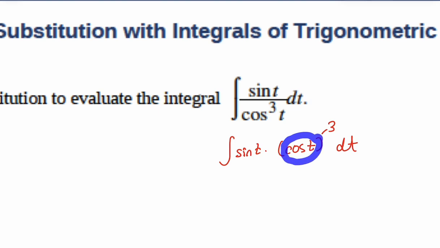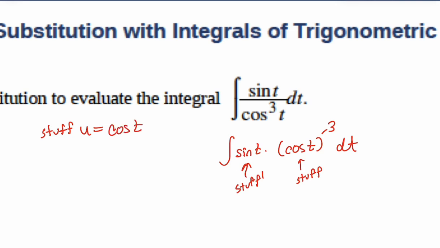What's the derivative of the stuff that is stuck? Negative sine. Isn't a multiple of that laying in the problem? So that's another reason I did that. This is my stuff, this is my derivative of the stuff, or super close to it. It has to be a multiple of it. Might not be exactly it, but it's going to be a multiple of it. So that I make u my stuff, in this case, a cosine of t. The stuff that is stuck, and the derivative should be hanging out in the problem.